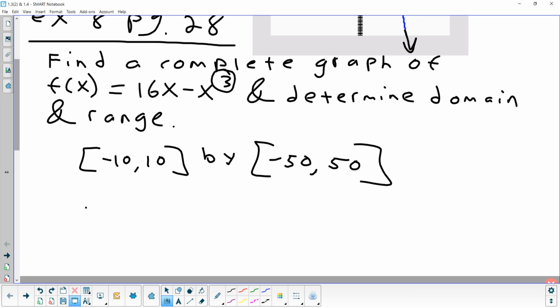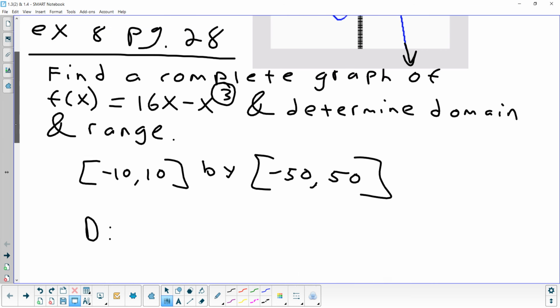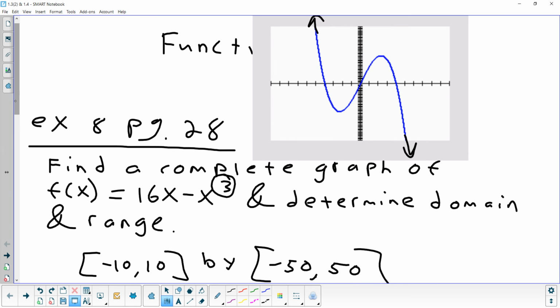Now, domain and range. There are only 2 things you have to be careful about when you're looking at domain. If you don't have a picture, look at your original formula and ask yourself, does it have a square root? Does this original problem have a square root? No. The reason I want to know is because you're not allowed to take the square root of a negative number. But that can never happen here because there is no square root.